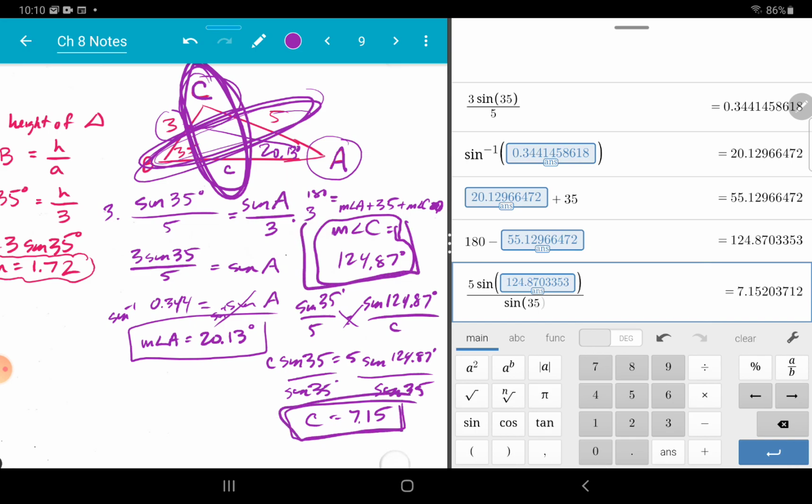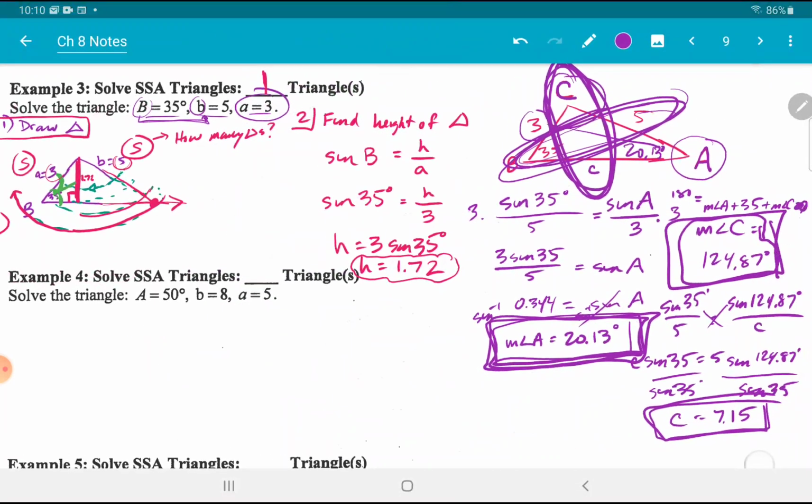I have my measure of angle C, and I have my measure of angle A. We have solved this triangle. We have found the missing parts. We have 3 missing lengths that we have now found, and we were already given 3 lengths, and so we have everything. We have 6 total sides. Okay? All right, that'll do it for this example.